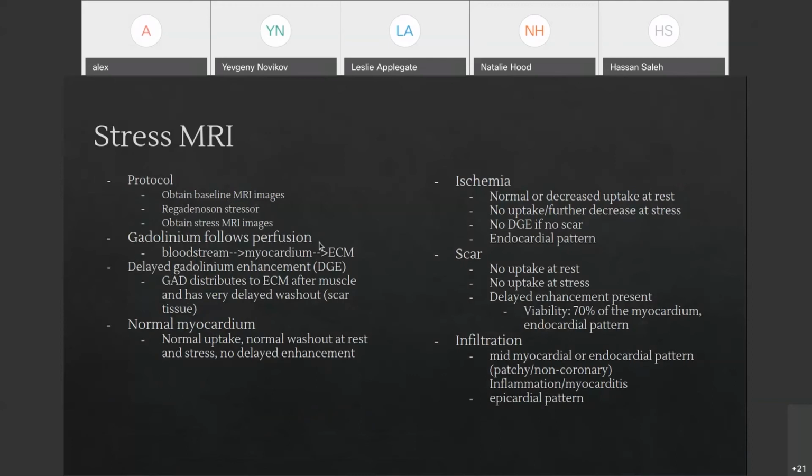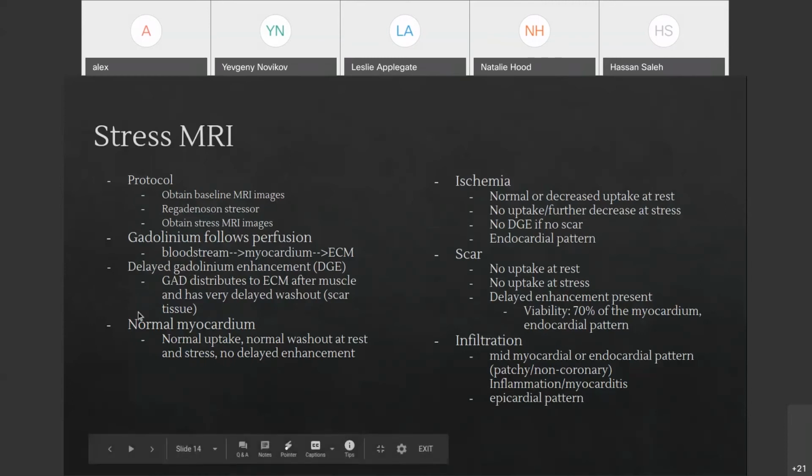What gadolinium does is it starts in the bloodstream and then distributes evenly to the myocardium and then to the extracellular matrix, where it really likes to hang out if you have a lot of extracellular matrix. That's what we talk about if you ever see delayed gadolinium enhancement on any report, because the GAD goes to the extracellular matrix and stays there a really long time, hence delayed enhancement. When you've had an MI and have scar tissue, you have increased extracellular matrix as opposed to normal myocardium. So it's essentially a surrogate for scar tissue within the myocardium.